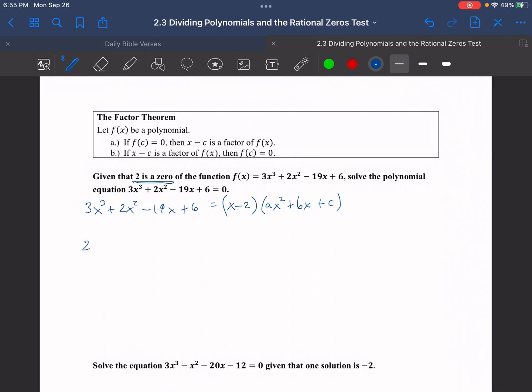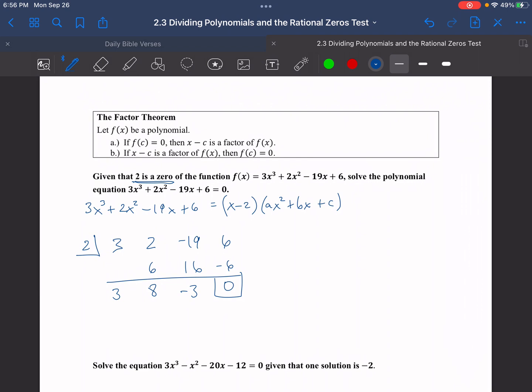So we put a 2 here, and then we put our coefficients, 3, 2, negative 19, 6. Draw a line. Bring the 3 down. 2 times 3 is 6. 2 plus 6 is 8. 2 times 8 is 16. Negative 19 plus 16 is negative 3. And 2 times negative 3 is negative 6. Negative 6 plus 6 there is 0, which means it did work as a factor. We have a 0 remainder.